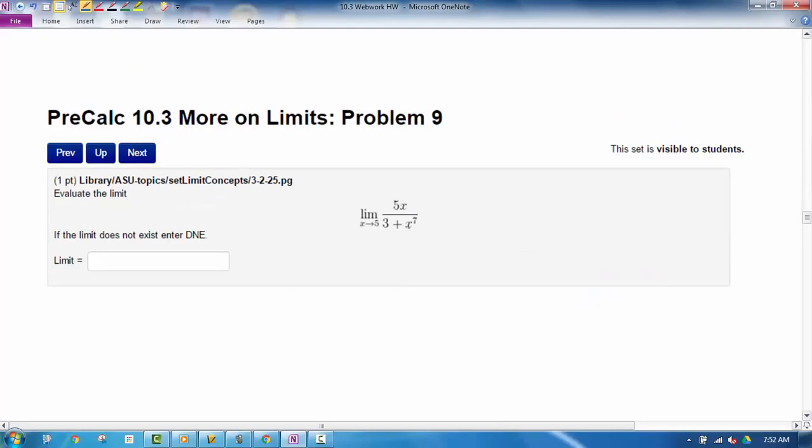Next one, once again for me, there's no hole here or vertical asymptote, therefore I can just substitute, and when I do, I get 0.0003199 about.